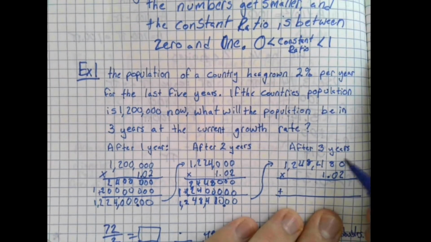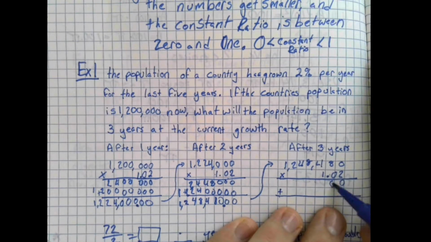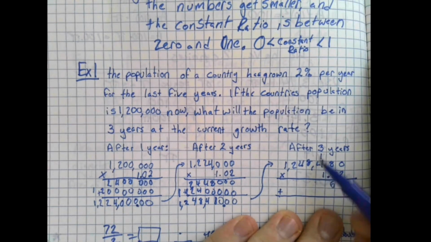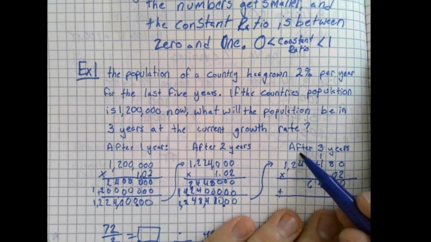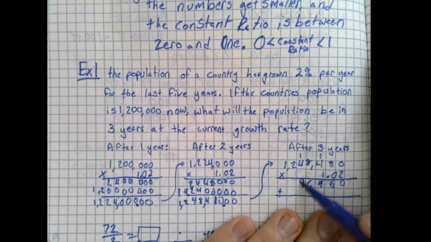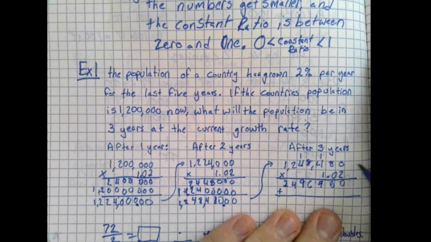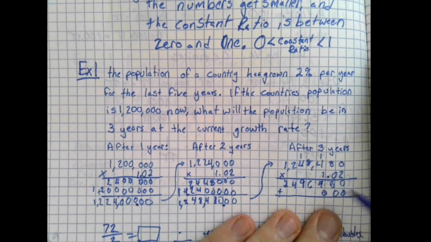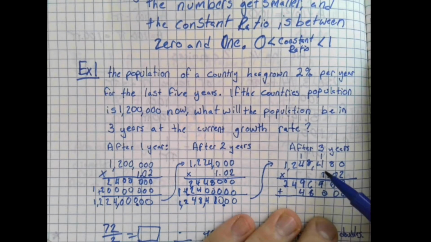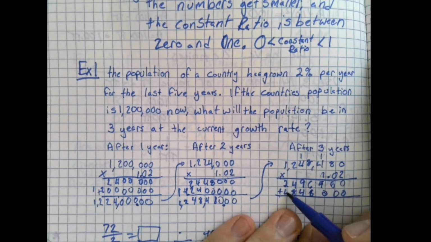Which when we multiply, 2 times 0 is 0, 2 times 8 is 16, 2 times 4 plus 1 is 9, 2 times 8 is 16, 2 times 4 plus 1 is 9, 2 times 2 is 4, 2 times 1 is 2. And then I'm going to put 2 zeros as I'm going to the 1. 1 times 0 is 0, 1 times 8 is 8, 1 times 4 is 4, 1 times 8 is 8, 1 times 4 is 4, 1 times 2 is 2, and 1.